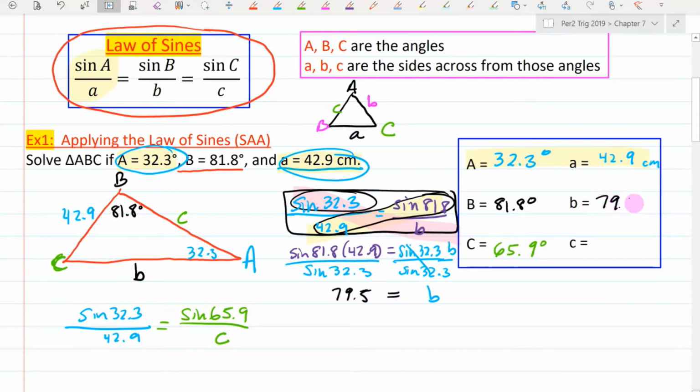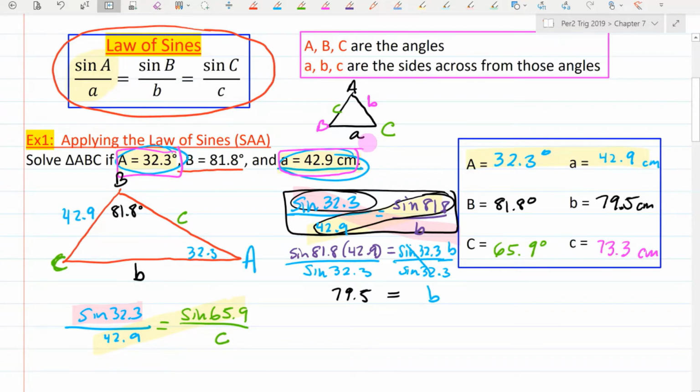For c, same thing, we're going to multiply these two together. You always multiply the two that are diagonal from each other that have numbers in them, and then we'll divide by this. So c is equal to 73.3. What you should notice is that the shortest side is across from the smallest angle. Okay, and that's all you have to do. So you, again, need to make sure that the angle and the side that are given is the formula that you use twice.